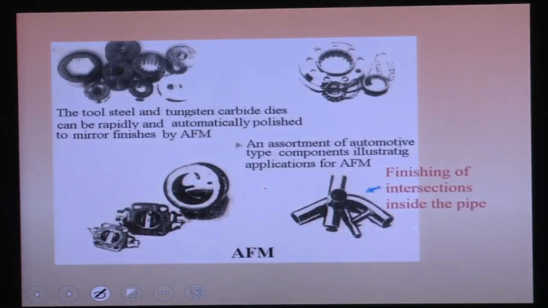I told you initially about the intersections of these holes, where so many holes, pipes, are connected. Here you can see it is not smooth at the intersection of these two holes. This intersection of two holes can be polished by the abrasive flow finishing process. This kind of small component can be polished by the AFM process.